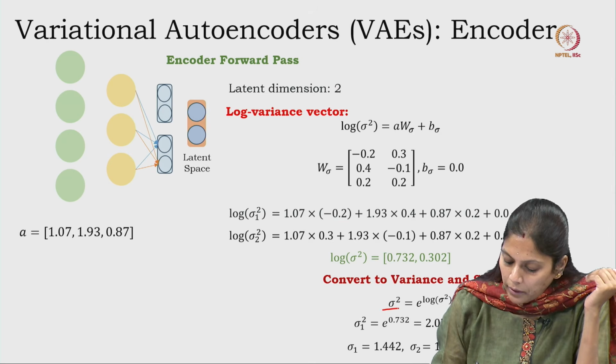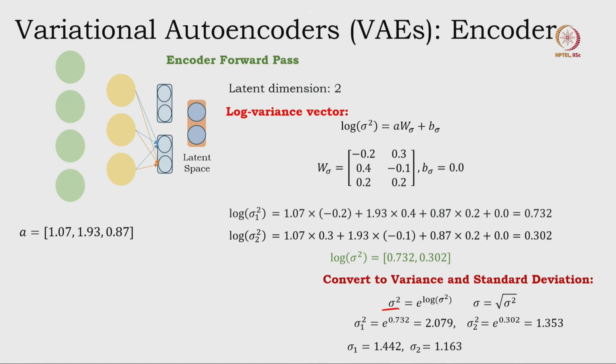How do you get the variance first? The variance is obtained by using the formula e to the power of the log variance. So, e to the power of 0.732, we get this value, then e to the power of 0.302, we get this particular value. So, what did we do? From the log variance we have converted into variance. But what if you want a standard deviation? What is the formula? It is the square root. So now you apply the square root of this, and of this. We get this value and this value.